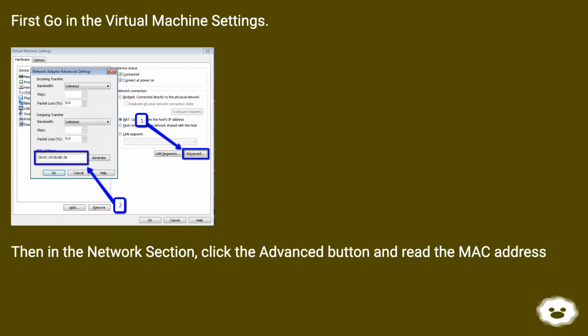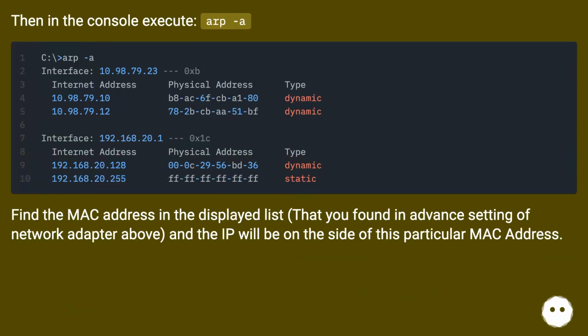First go into the virtual machine settings. Then in the network section, click the advanced button and read the MAC address. Then in the console, execute arp -a. Find the MAC address in the displayed list that you found in the advanced settings of the network adapter above, and the IP will be on the side of this particular MAC address. In this case the IP is 192.168.20.128.